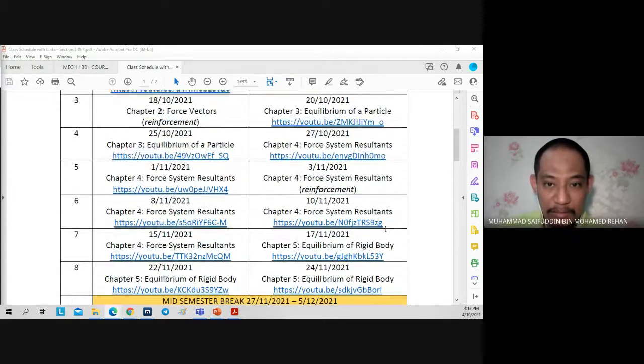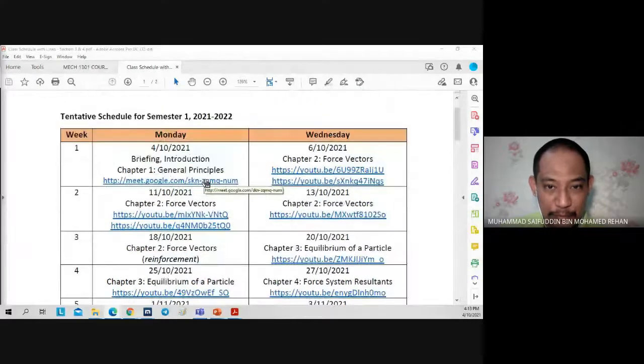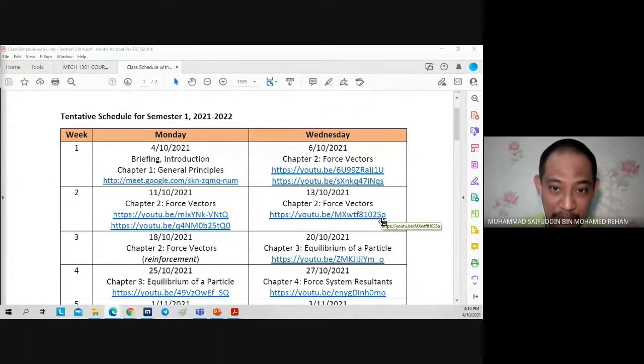Now, this schedule already specifies what we will be covering in each session, right? So, for example, on Wednesday, 6 October, we'll cover. Okay, all of these links are the links for the lectures that you have to cover before coming to class. Meaning that, okay, before Wednesday, there are 2 videos that we have to cover.